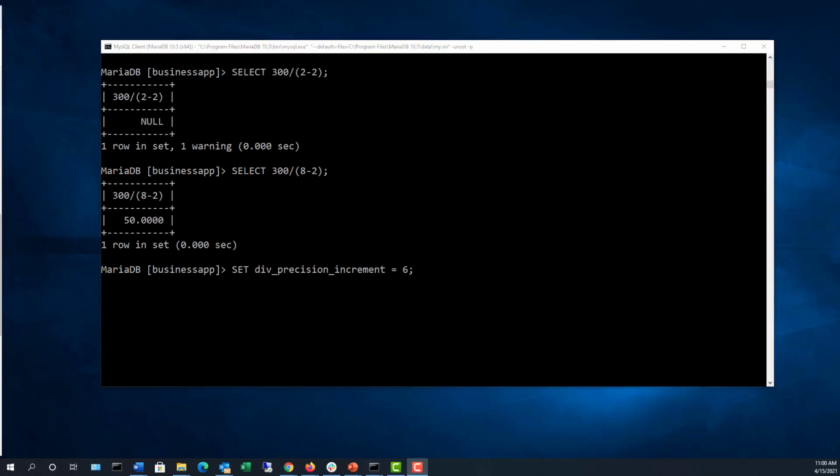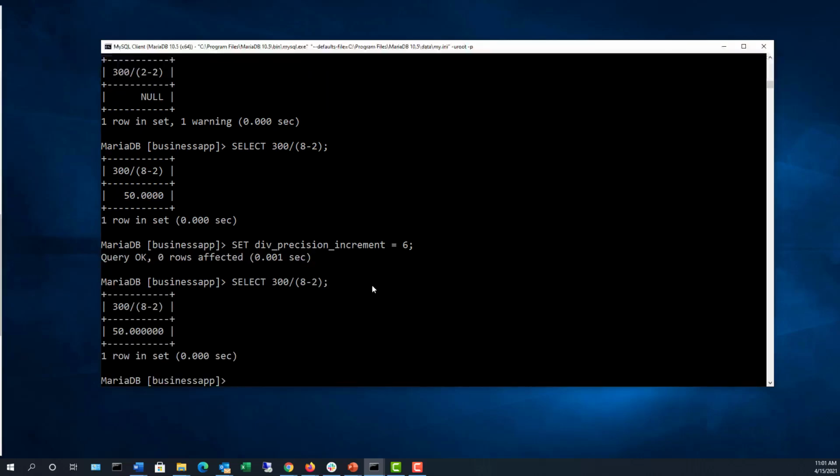We can also set precision. So here you can see we can set the division precision. Then we'll try it one more time, and you can see here we get the precision, or the characters to the right of the decimal, to the precision of 6.